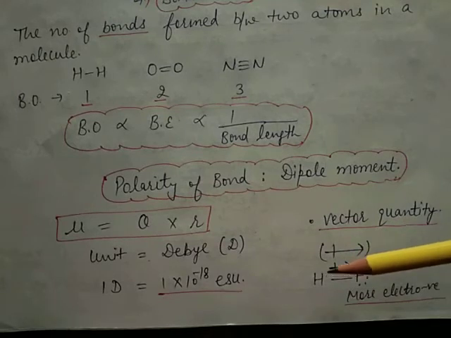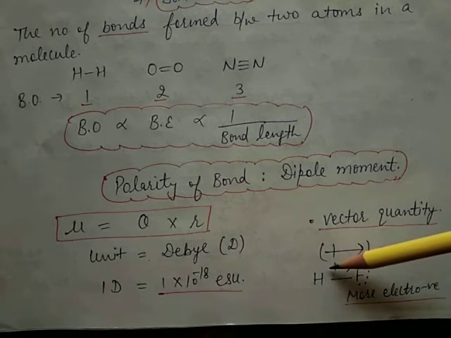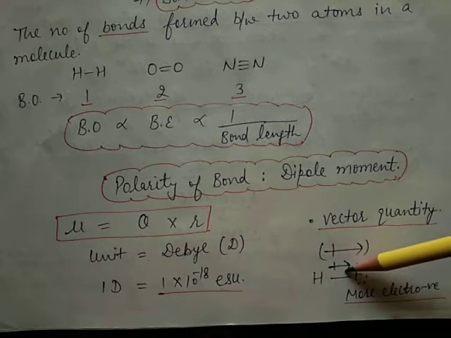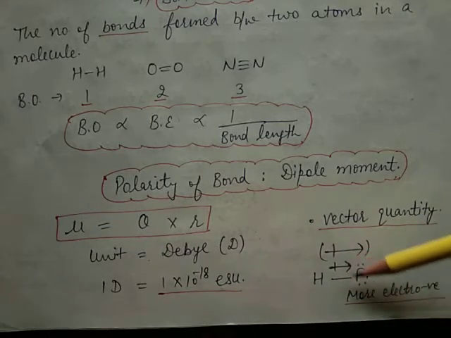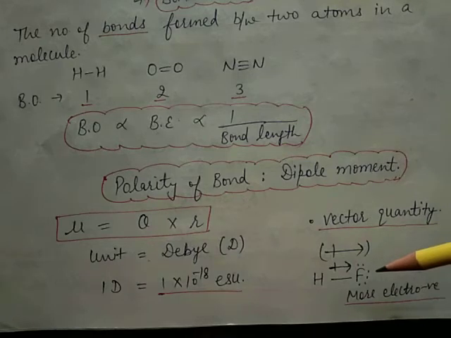Suppose here we take the example of HF. In this case, fluorine is more electronegative as compared to hydrogen. So this direction is positive to negative. So this arrow goes to this side, means towards the negative side. So the direction, you can say, is positive to negative.